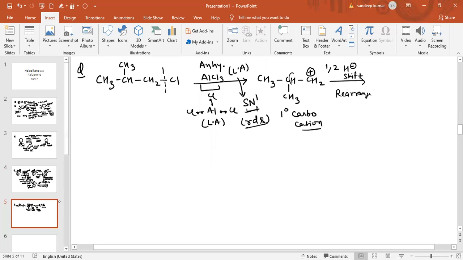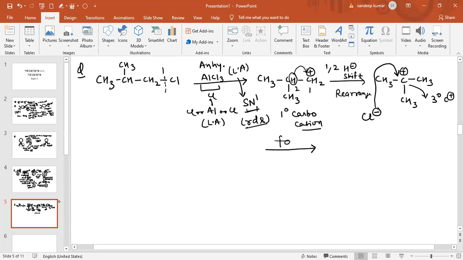When hydrogen shifts from this position, this is first and this is second, from the second position the hydride shifts to the first position. The carbocation formed will be this carbocation, which is basically a 3 degree carbocation, the most stable. Now in the final step, the nucleophile Cl minus will attack the most stable carbocation, and the final product is obtained. The attack of the nucleophile is fast.